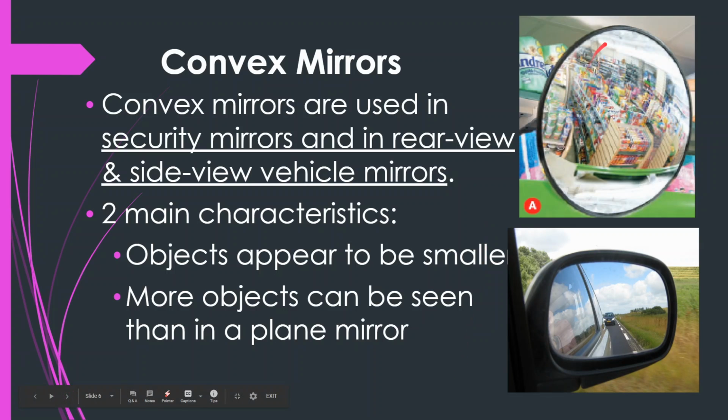So we have like the supermarket here. You can see a whole bunch of stuff in this convex mirror that is bubbled out towards the viewer. And then here is a car side view mirror, and you'll see that the objects in the mirror are closer than they appear because they appear smaller in the convex mirror, so that you can see more.